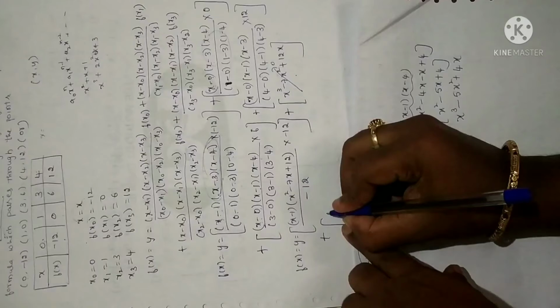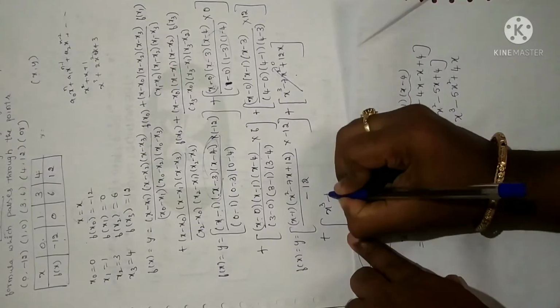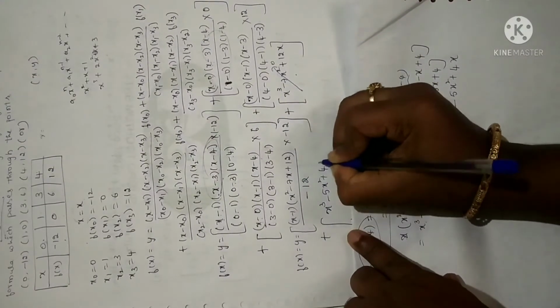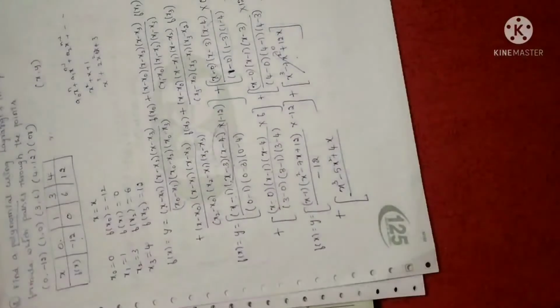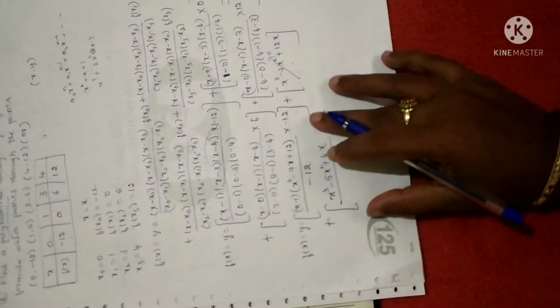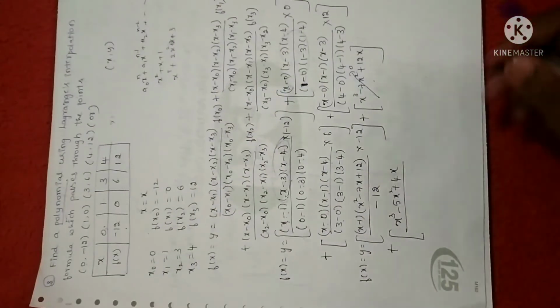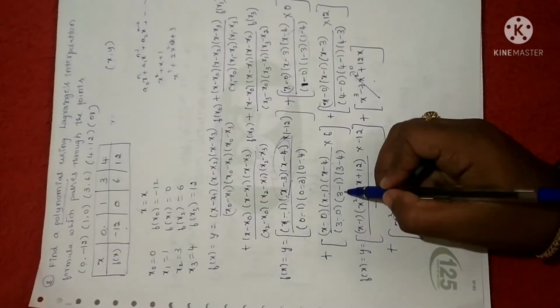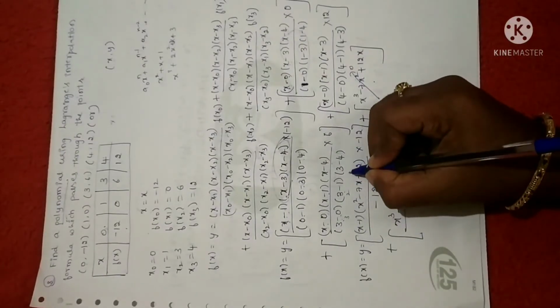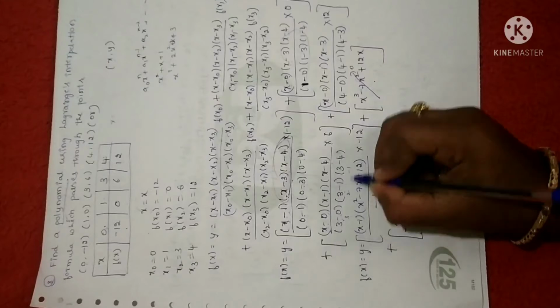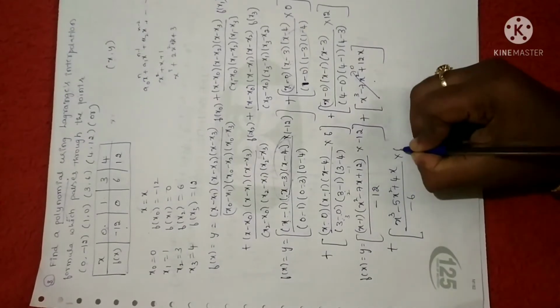So I am going to write it: x cube minus 5x square plus 4x, divided by, look at the denominator, 3 minus 0 is 3, 3 minus 1 is 2, again 3 minus 4 is minus 1. 3 2s are 6, 6 into minus 1 is minus 6 into 6.